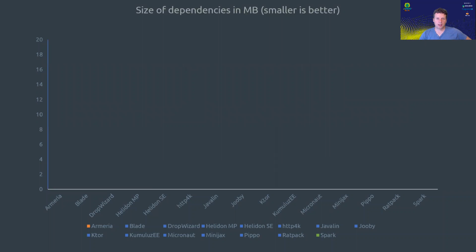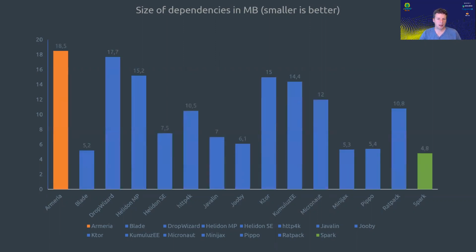So what I then did is have a look at the size of the dependencies that are brought in for this implementation for each framework. And you see that it's pretty well spread, ranging from 4.8 megabytes in Spark, which is nice and small, to 18.5 in Armeria, which is still not too big, but there's a clear difference. It's a factor 3 to 4 difference, and the rest is somewhere in between.